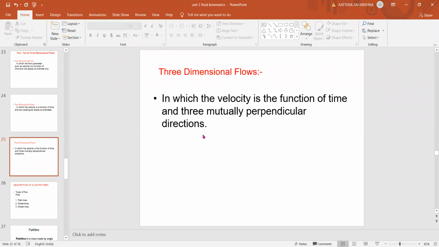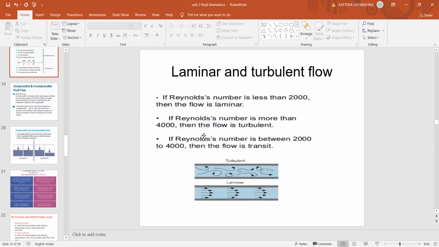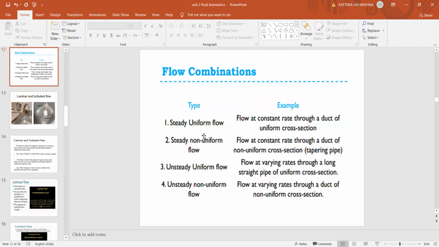If we have velocity in only one direction, that is one-dimensional flow. If the velocity components are in two directions, that is two-dimensional flow. If the velocity components are in three directions, that is three-dimensional flow. Any doubt up to now in these types of fluid flows?